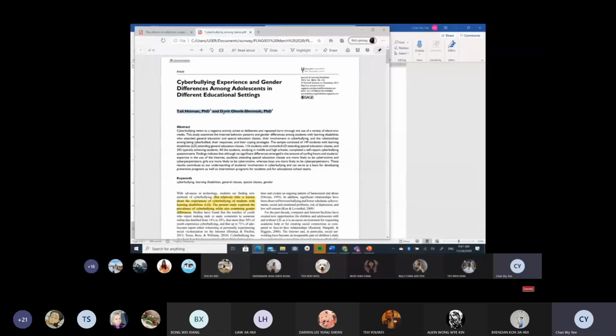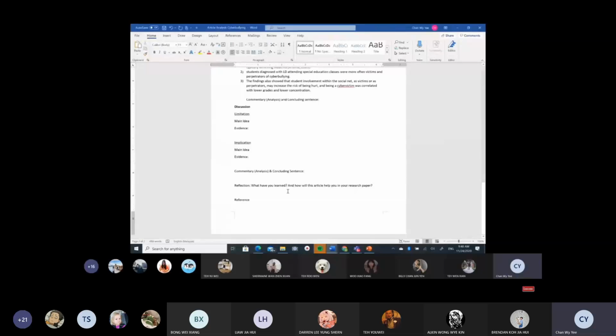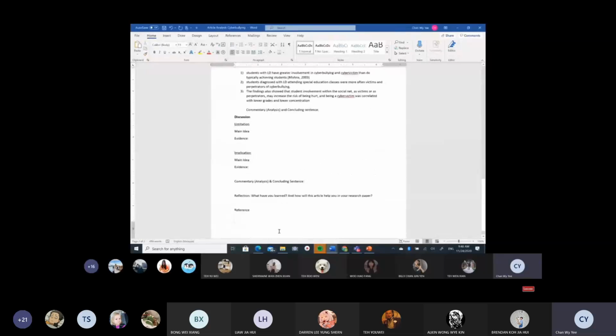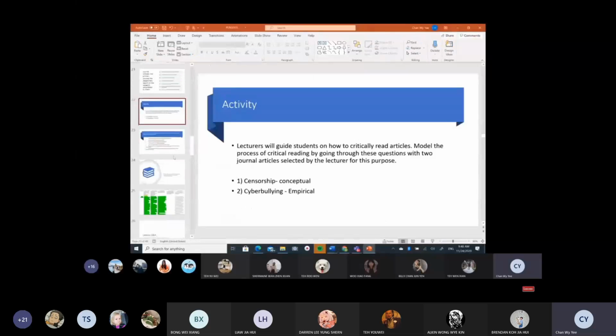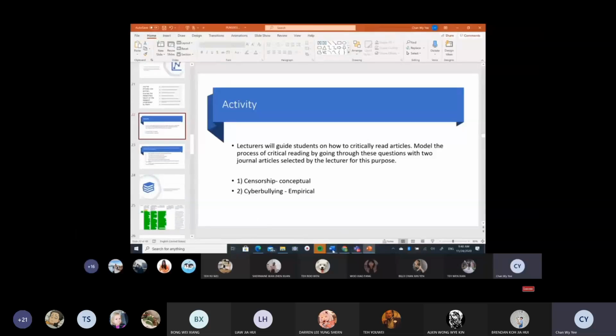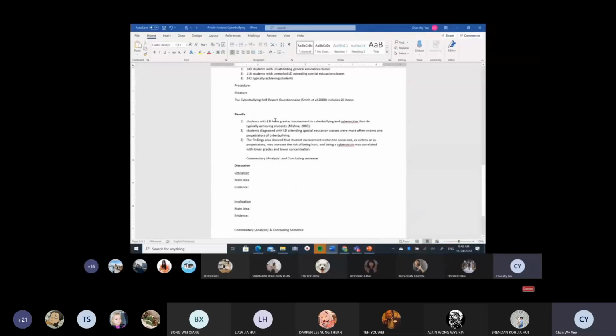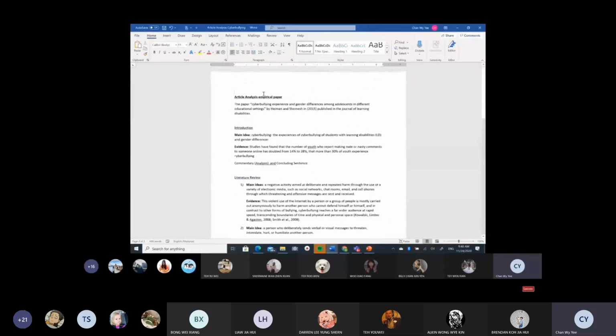The librarian taught you how to do the citation, so you just cite. It's not very long, two pages only. Right? So this is the empirical article analysis of an empirical paper.